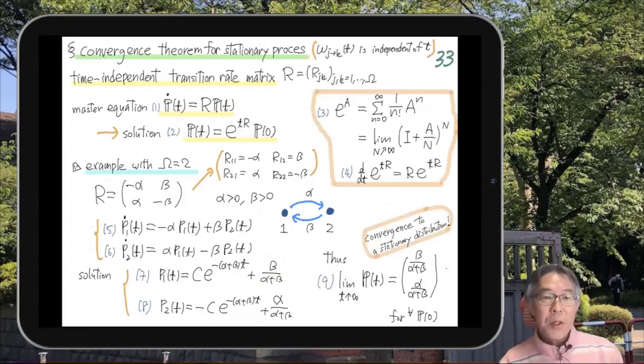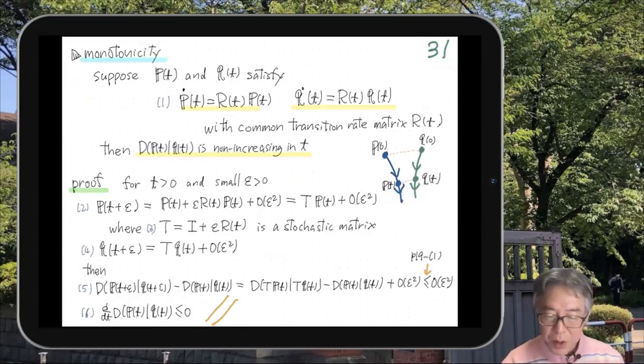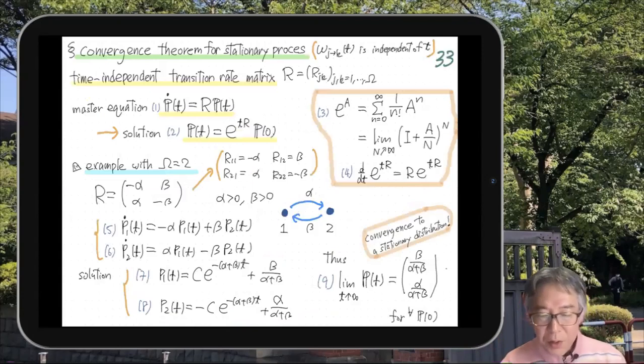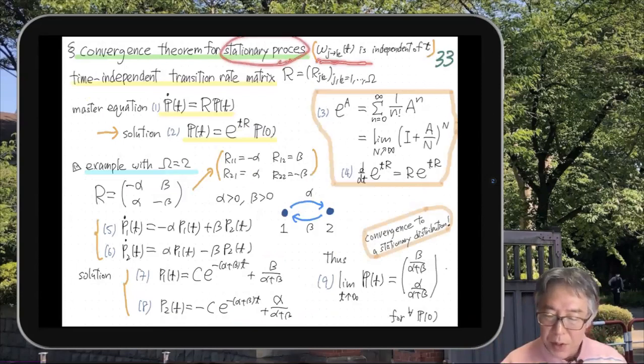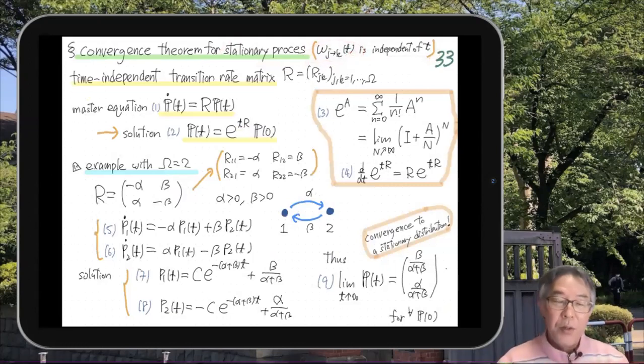And now we come to the convergence theorem for stationary process. As I discussed, we have this monotonicity, so this kind of suggests that there is some convergence in this case too. But in order to discuss convergence, we need to consider a special process, a stationary process, which means that this transition rate is time independent. Otherwise, the condition of the system changes from time to time, so you do not expect any convergence in general. So we consider only the stationary process.